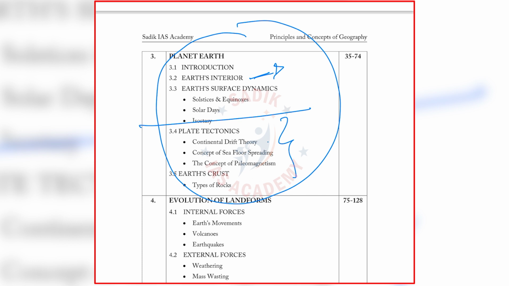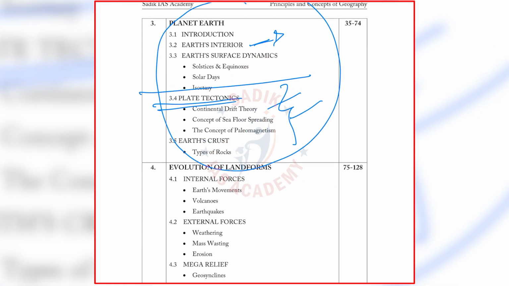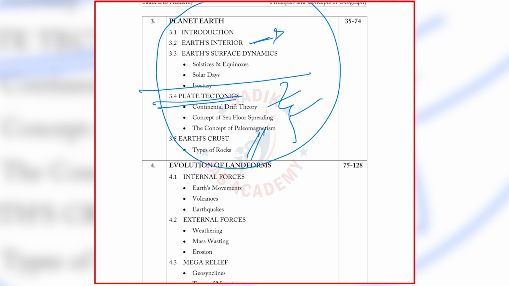For example, we spoke about the continental drift theory and also sea floor spreading. The plate tectonic theory is a modern theory that we have spoken about, but I have also given an outline about the continental drift theory and other theories. Questions have been asked about the earth's crust also.